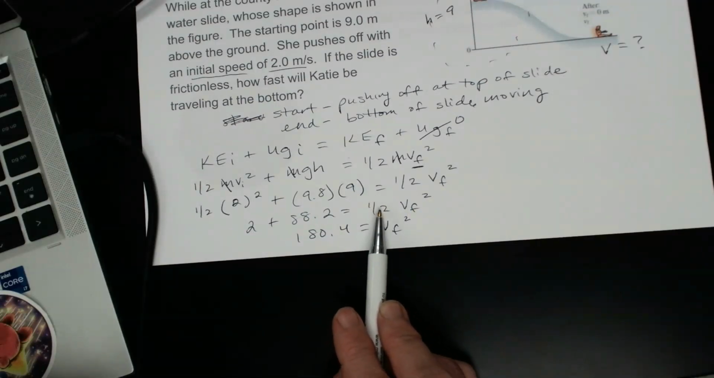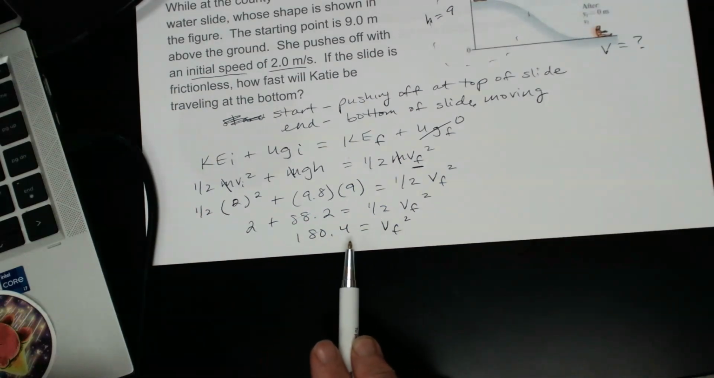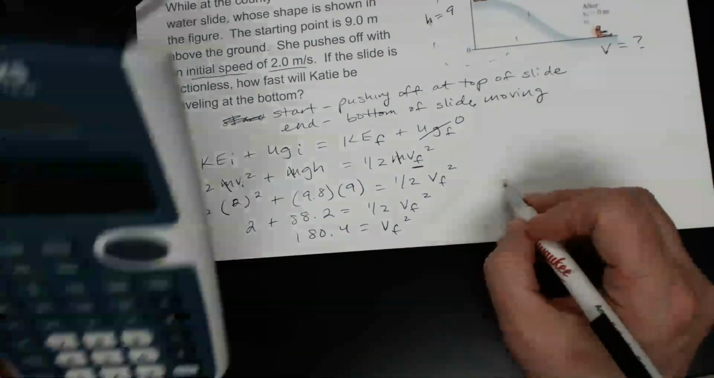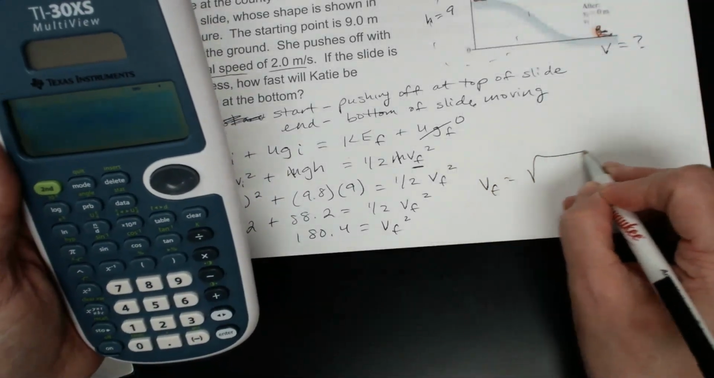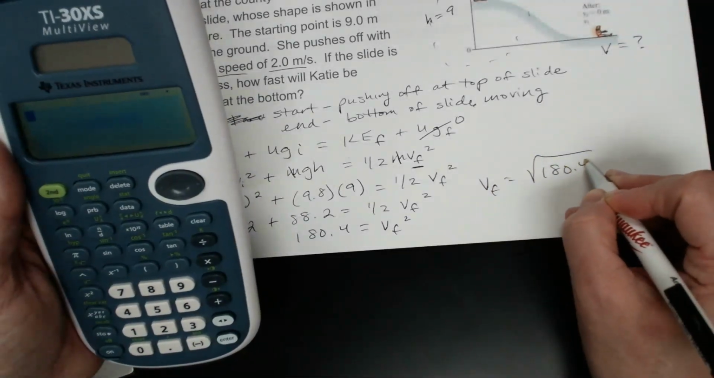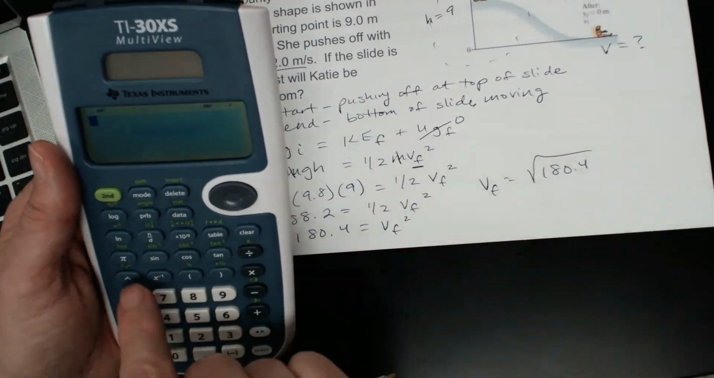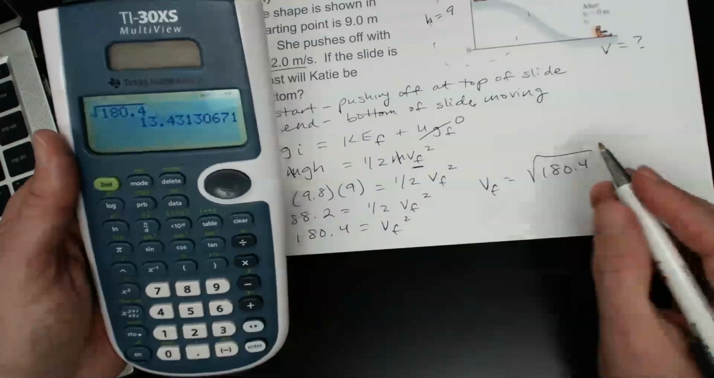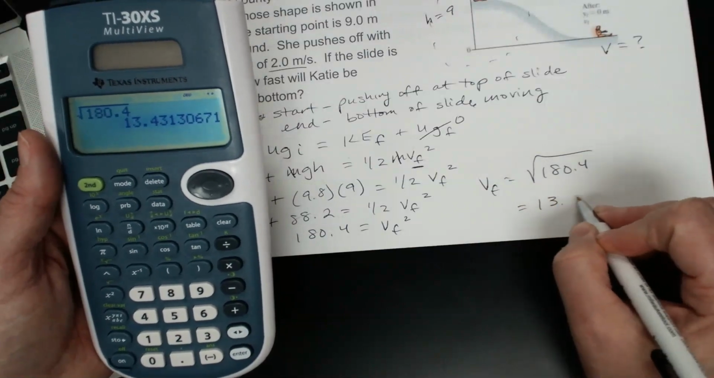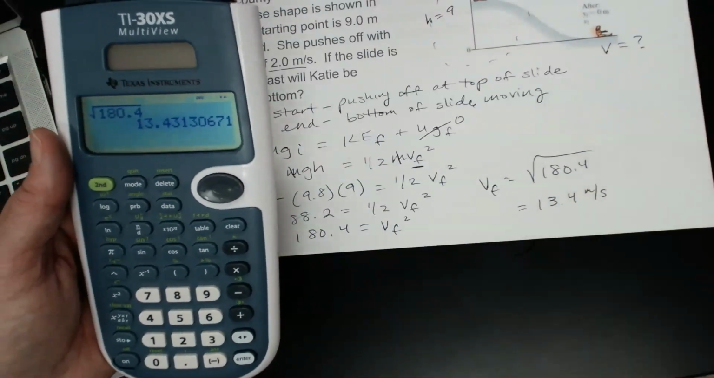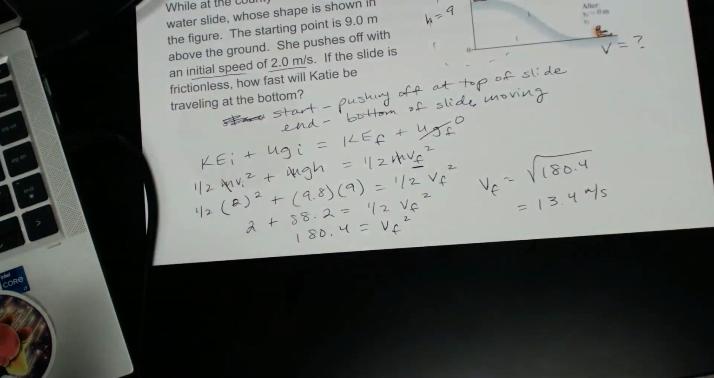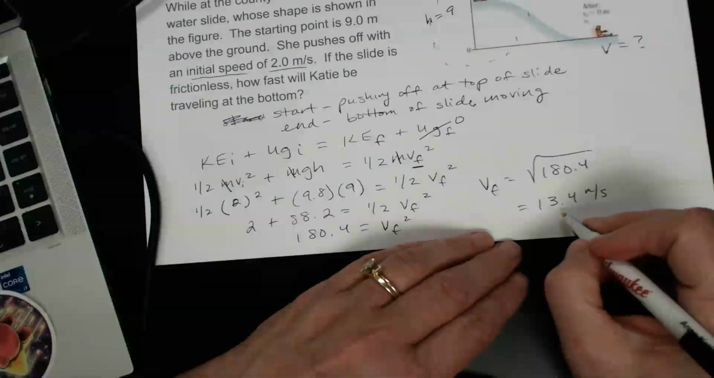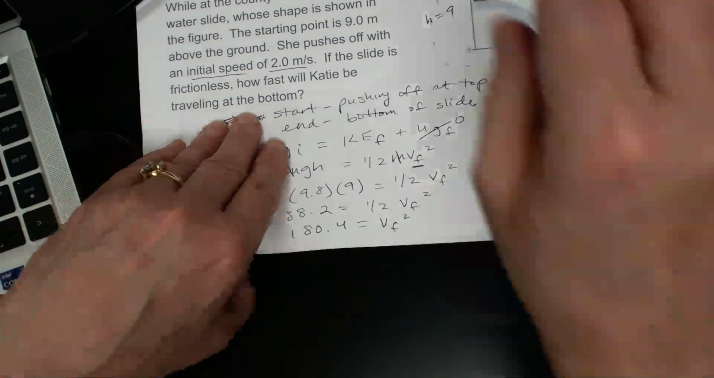I got to get rid of this 1/2, so I added these two, and then I multiply both sides basically by 2. And then my answer is going to be the square root of 180.4, which is 13.4. So she's traveling at 13.4 meters per second by the time she gets to the bottom of the slide. So that's how we use conservation of energy for that problem.